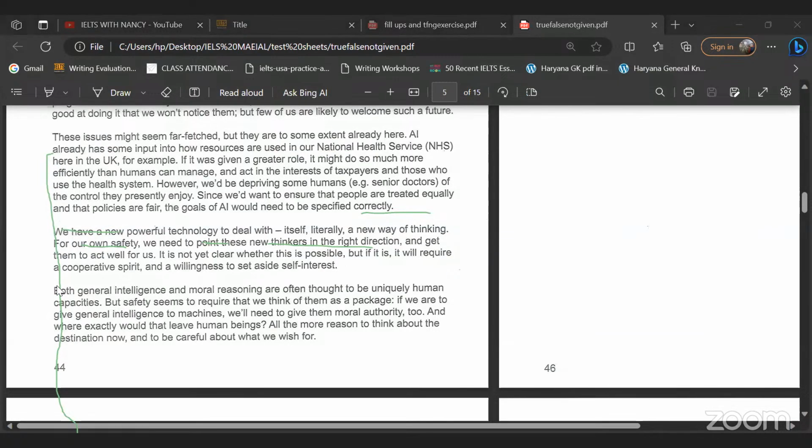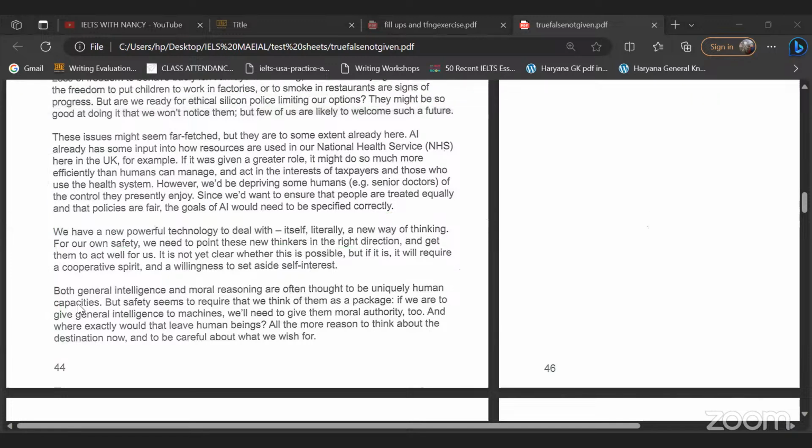We have a new powerful technology to deal with, itself literally a new way of thinking. For our own safety, we need to point these new thinkers in the right direction and get them to act well for us. It is not yet clear whether this is possible, but if it is, it will require a cooperative shift.